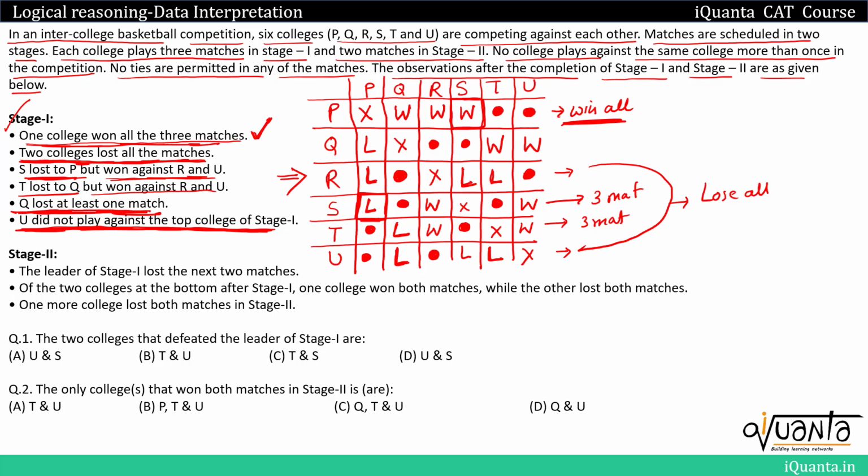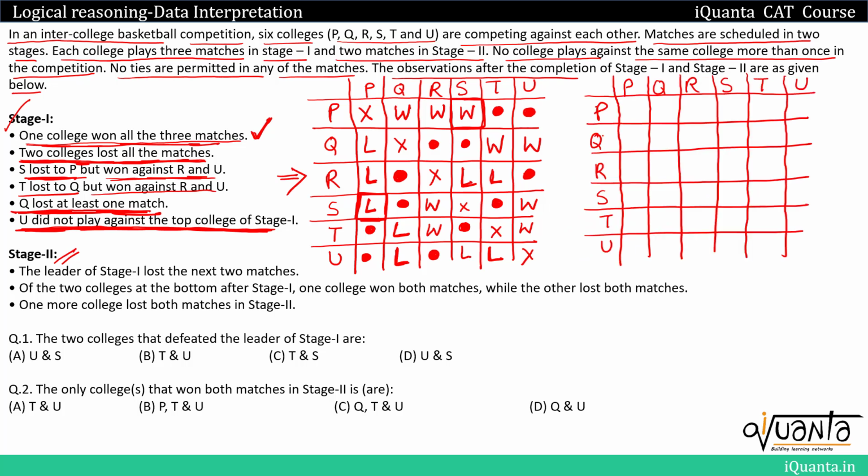Now we have some clues regarding stage 2 as well, and we have to make sure that in stage 2 only 2 games are played. So let us try to form a table separately for stage 2 as well. So we have drawn another table for stage 2. P will not be playing against P, Q not against Q, R not against R, S not against S, T not against T, U not against U.